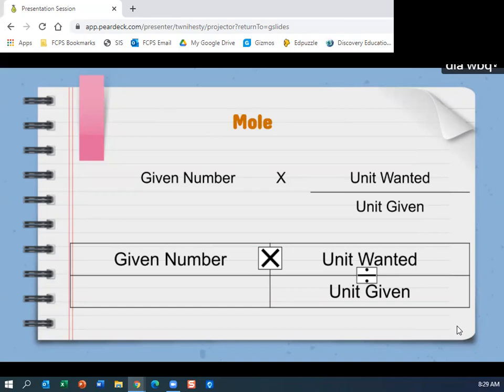Now, this is the formula that you guys remember from last time. Just make sure to remember it when you are solving these questions. The given number is basically the numbers from the problem. The unit given, whatever unit you want to get rid of, has to be on the bottom. For example, if the question is asking for grams to mole, the grams should be on the bottom, and the mole, or the answer that you want, has to be on the top. Okay, so always remember that when you are solving these questions.